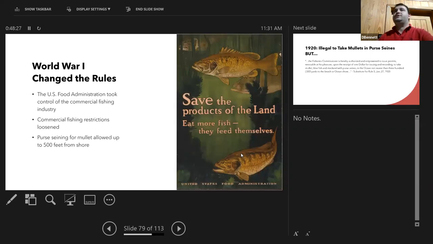World War I changes the rules because more fish needs to be caught to feed the home front. So things like chickens, poultry, beef, and pork can be sent overseas to feed American troops as well as our allies. So these laws regulating the purse seines are suspended, and they're actually allowed to fish these purse seines up to 500 feet from shore.